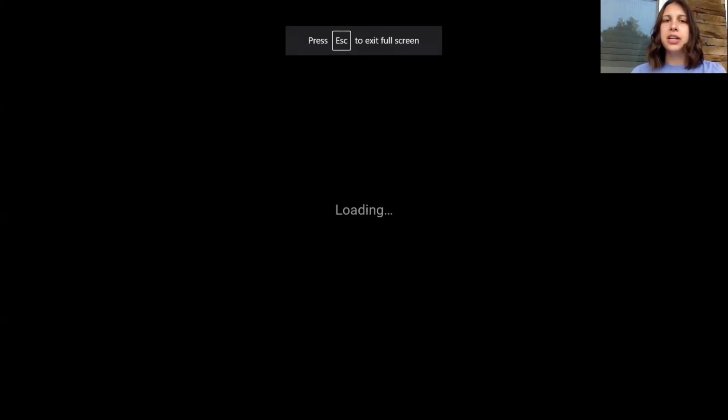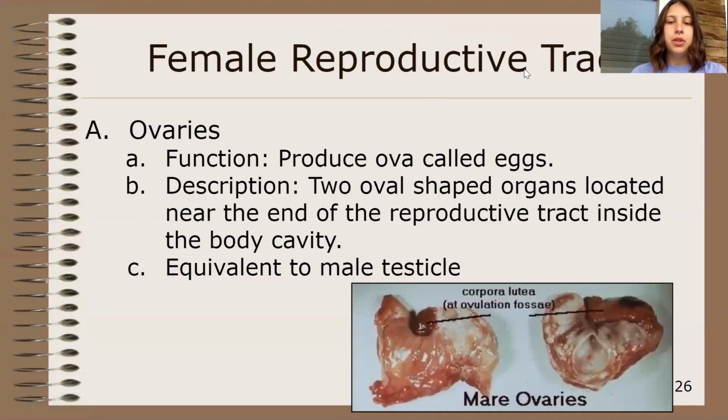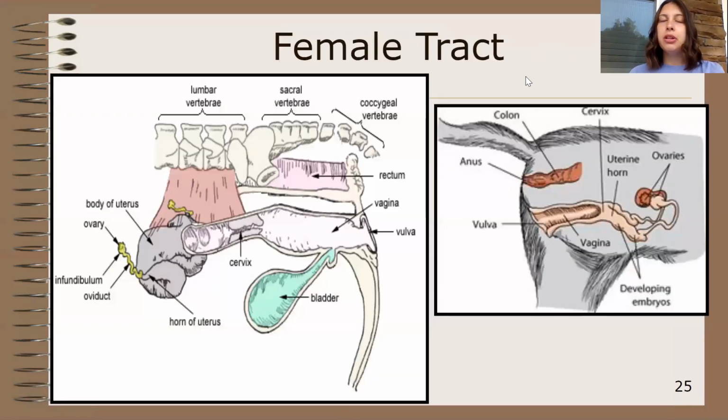The female reproductive tract is, in my opinion, much more complicated than the male reproductive tract. Because hey, girls just gotta be more complicated. We are going to start similar to the way that we started with the male reproductive tract, where we started from the inside and worked our way out. We're going to do the same thing for females. So we're going to start at the ovaries and we are going to end at the vulva.